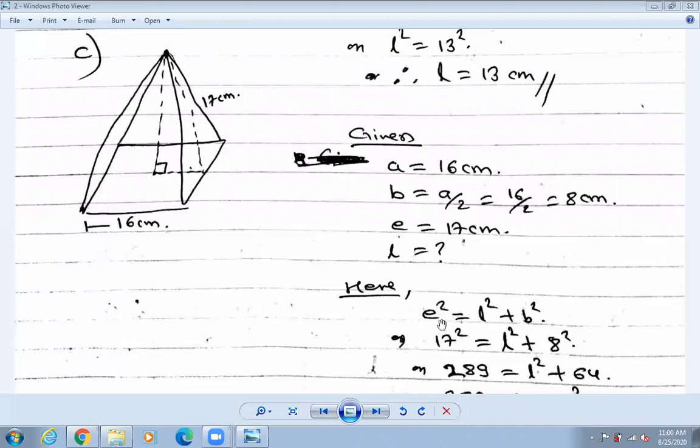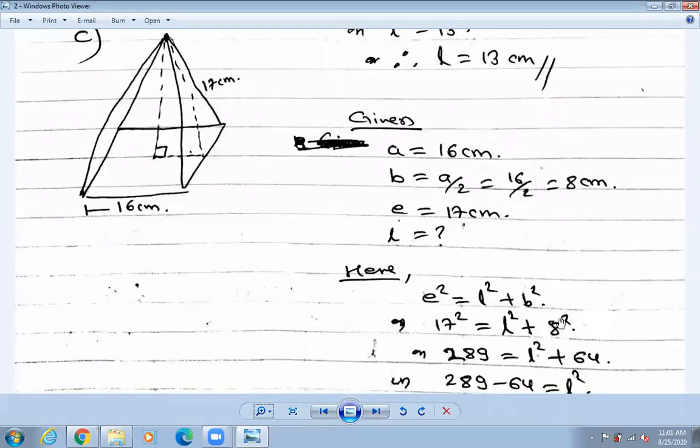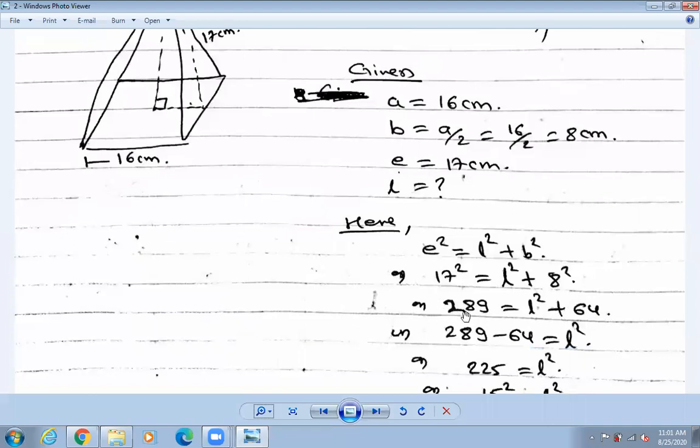So E is how much? 17 square equals to L square plus B square. We don't have the value of L, so L square plus B is how much? B is 8 square. So get the value. Okay, so it is going to be 64. This is going to be 289. So when plus sign goes this side, it will be minus sign. So minus, you'll get 225. 225 is the square root of 15, and the value of L is going to be 15 centimeter. Okay, so in this way we can do number C also.